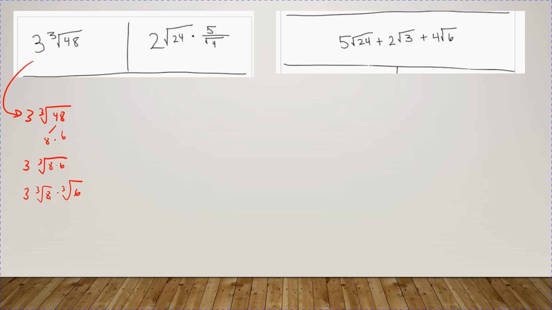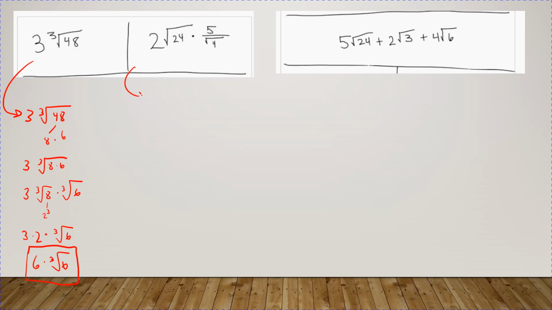Well, look, 8 is 2 cubed. So the third root of 8 is just 2, because 2 times 2 times 2 gets you 8. So this is 3 times 2 times the third root of 6. And 3 times 2 is 6 times the third root of 6. And you can't simplify the third root of 6 anymore, okay? Because 6 is not a perfect cube, so we leave it like that.